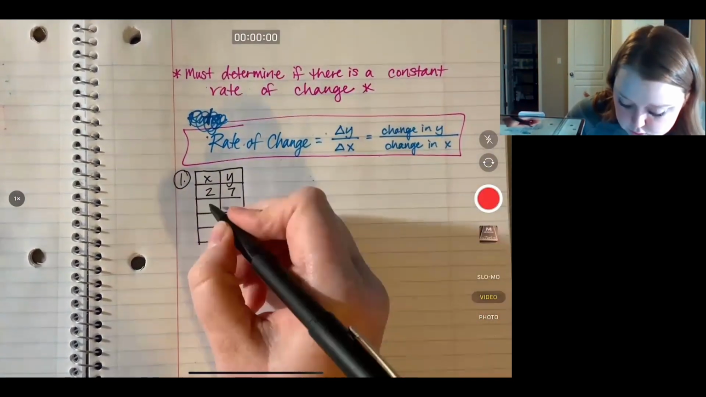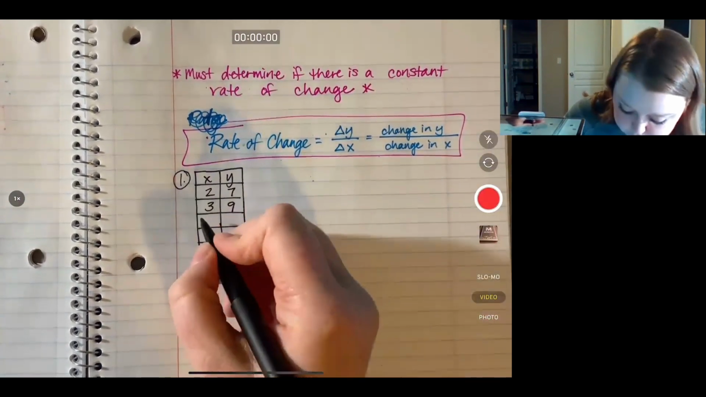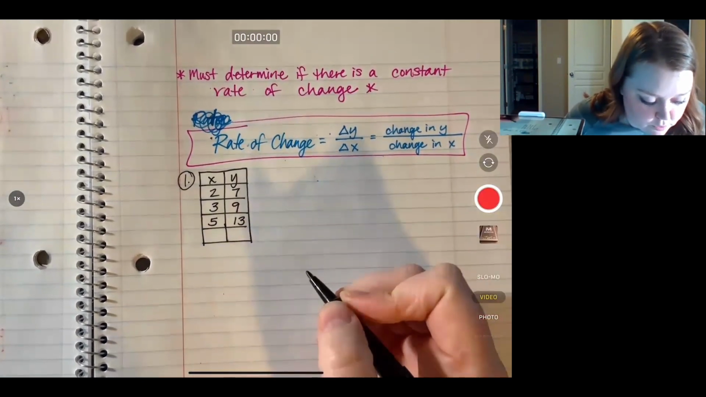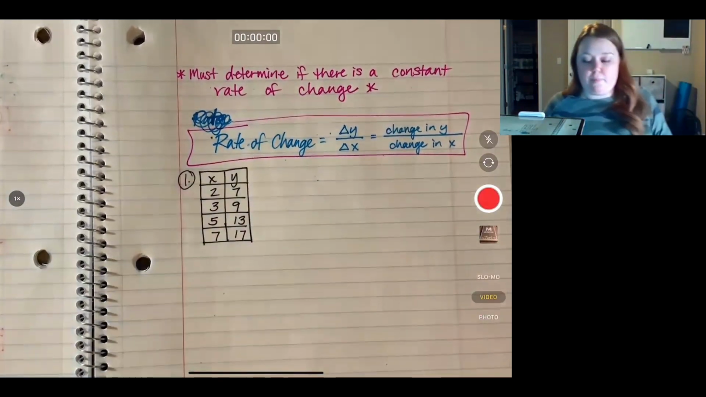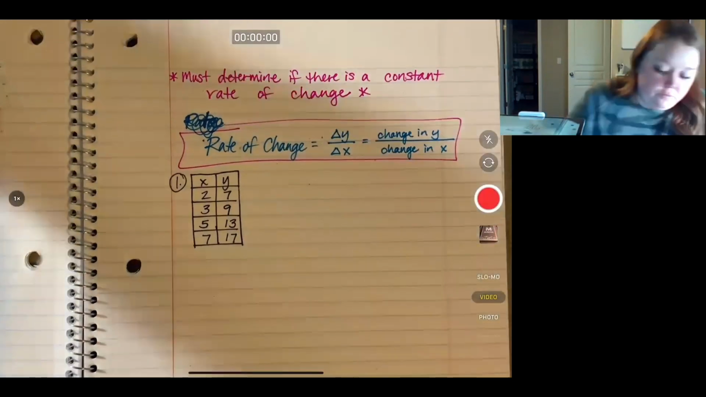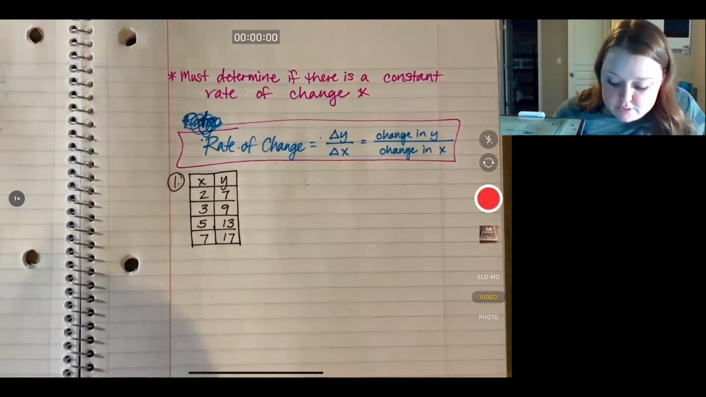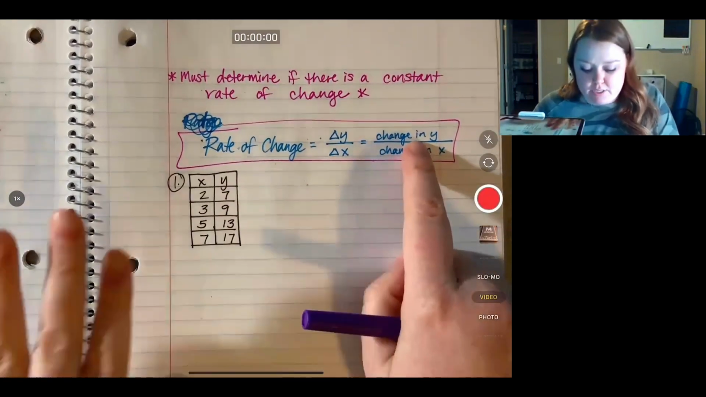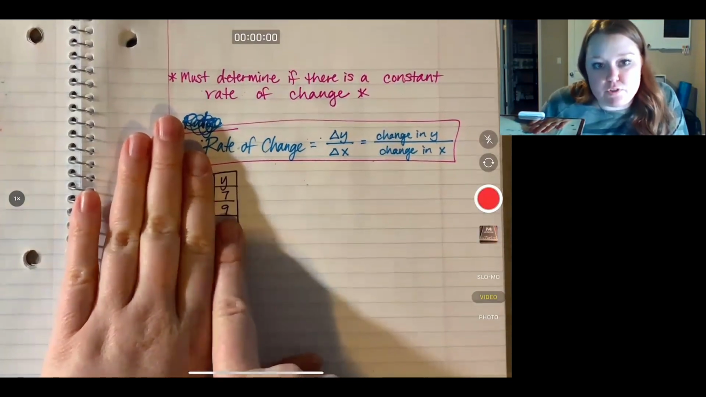Next ordered pair is 3, 9. Next ordered pair is 5, 13. Next ordered pair is 7, 17. So here's what we're looking for. We are going to calculate the change in y divided by change in x. What the heck does that mean? Well, change in y means I'm going to look at the y values, and I'm really just going to focus on the first 2 y values.